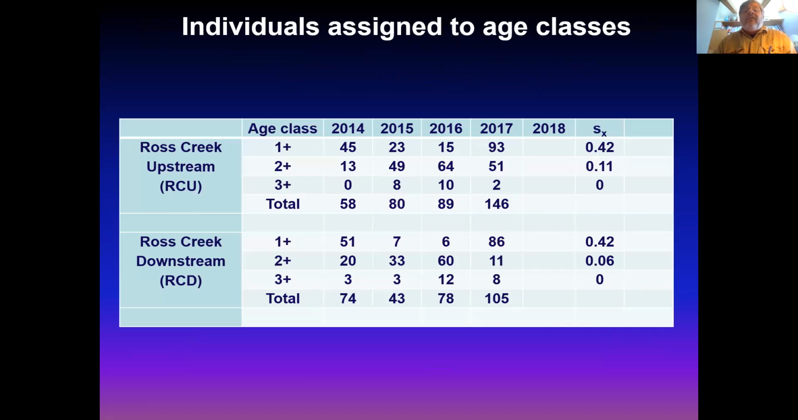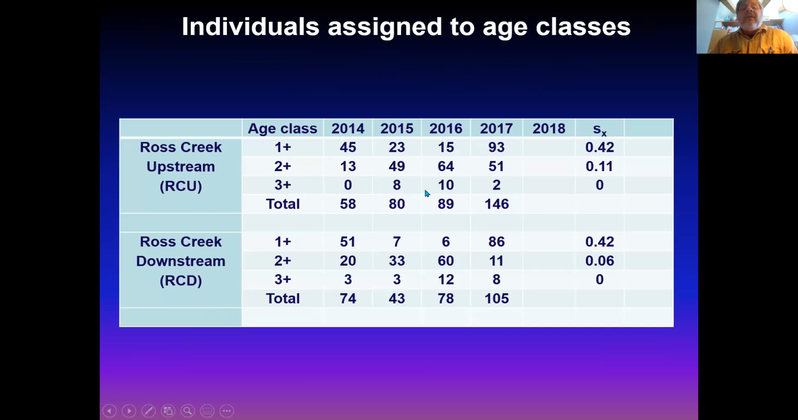And so once we assigned fish to their respective size classes, we ended up with 58 fish that were collected in 2014. 45 of them were assigned to the 1 plus age class, and then 2 plus. In this case, we didn't get any 3 plus.